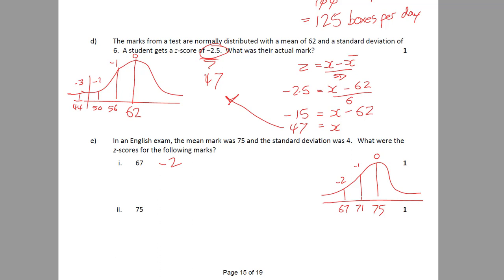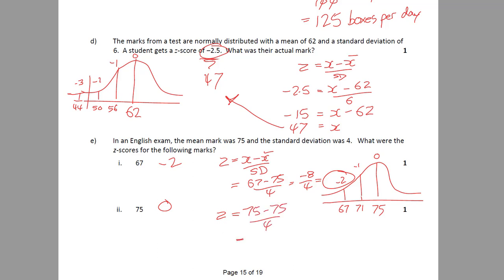And the second one is even easier. If the mean is 75, a score of 75 was a z-score of 0 from the mean. But I could have done the formula. I could have said z equals x minus x bar on SD. For the first one, that would have been a score of 67 minus a mean of 75 on a standard deviation of 4, which is -8 on 4, which is -2. Or for the next one, it would have been z equals a score of 75 minus a mean of 75 on who cares, because it's 0 on 4 and 0 on anything is 0.